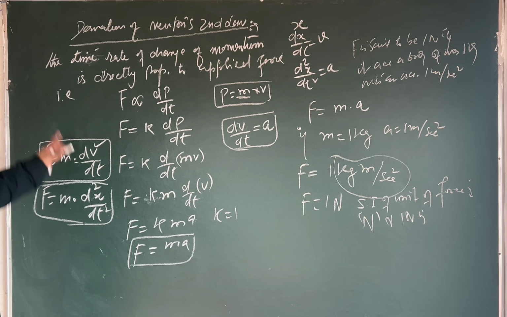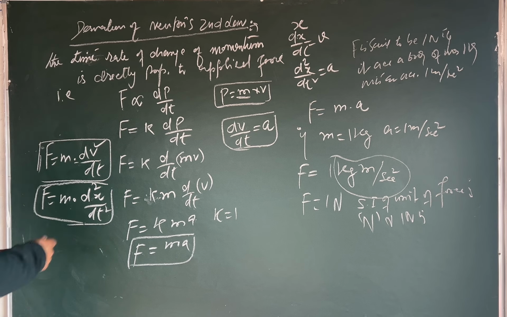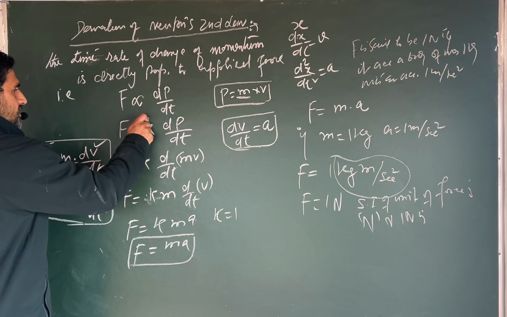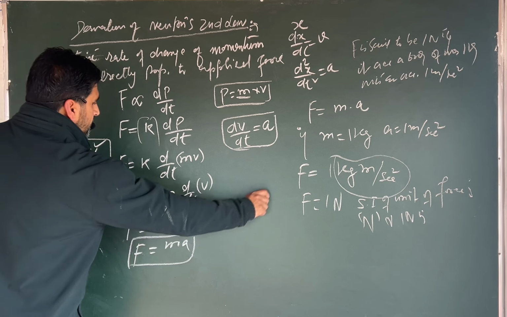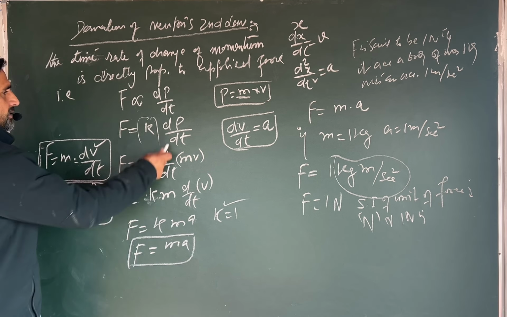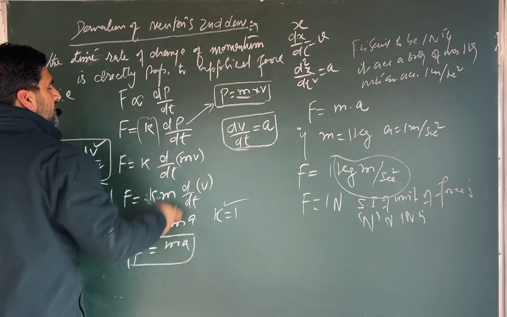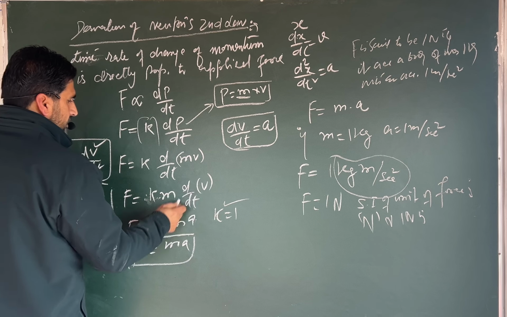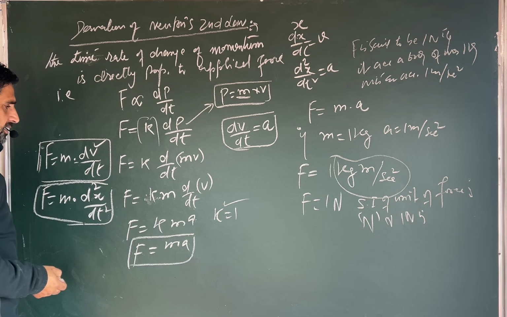You can write it like this: the time rate of change of momentum is directly proportional to the applied force, that is F directly proportional to dp by dt. Then F is equal to k dp by dt, where k is the constant of proportionality, and we found later that k is equal to 1. Then you can treat p is equal to mv, substitute here. Then you differentiate, since m is constant, it comes out.